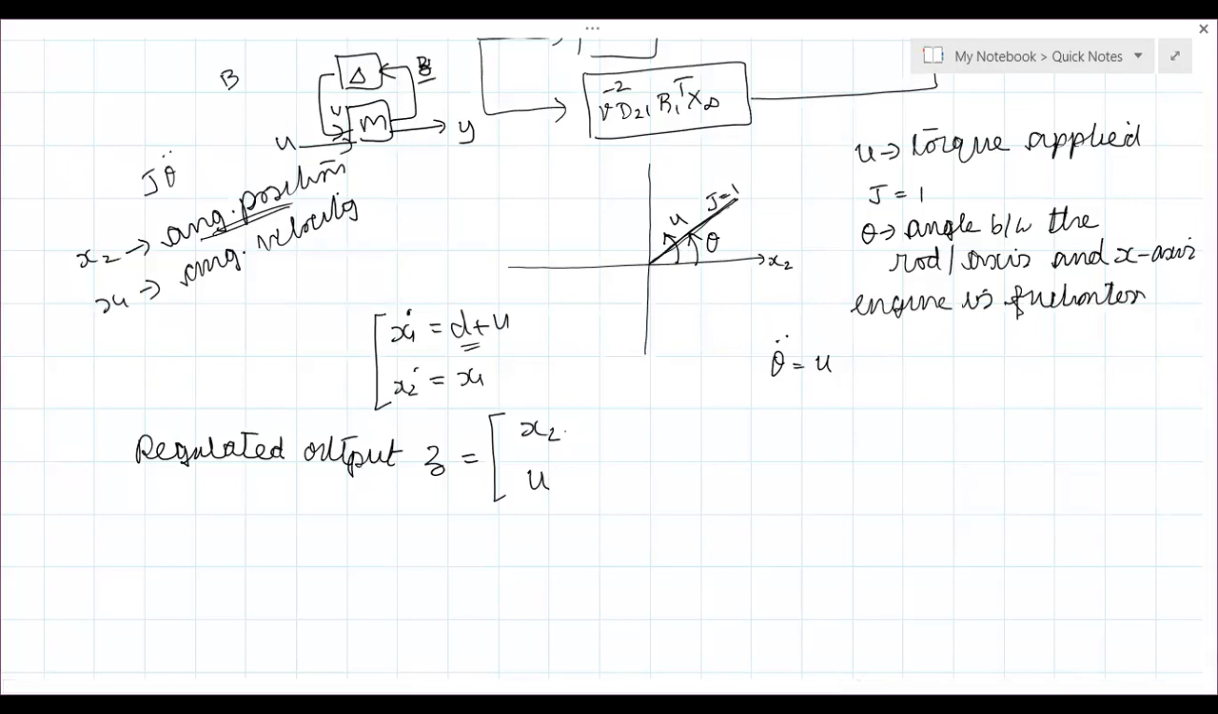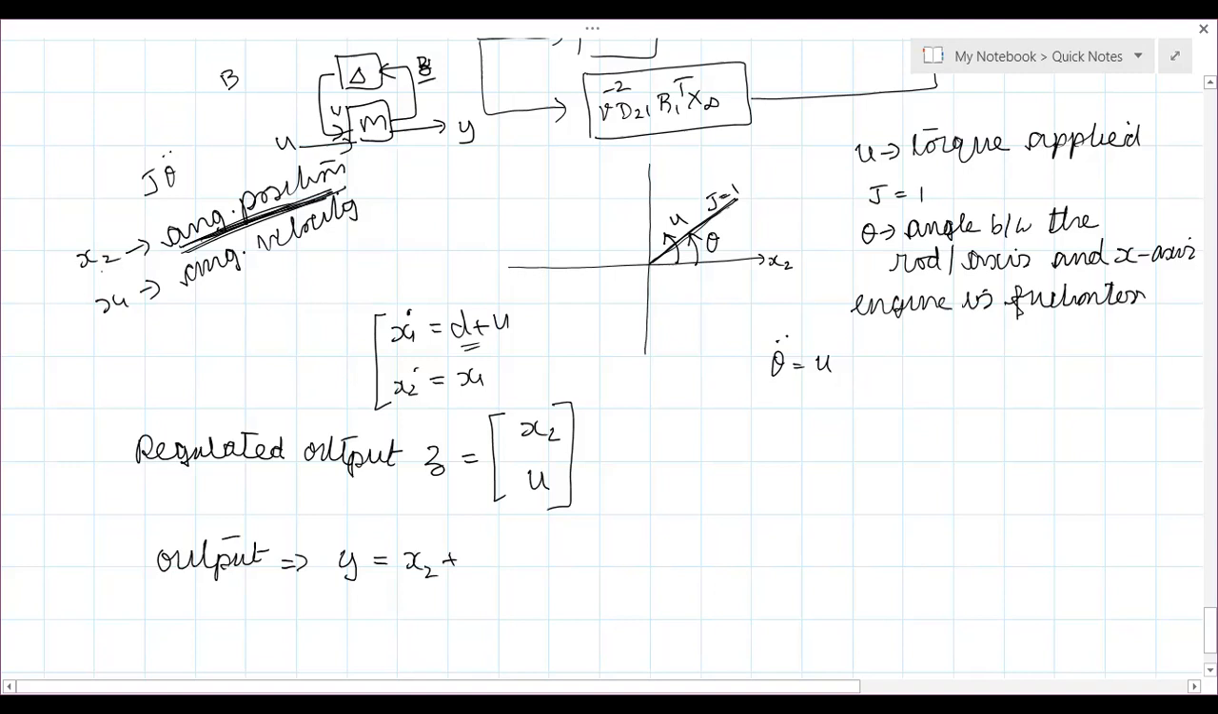Are you getting me? Sir, can you go a little bit slow? Okay, now what is the output? Output will be what? Tell me. Output is Y. That means it is x2. Output is y, and that is x2. What is x2? x2 is the angular position. So my output variable I am taking to be x2.